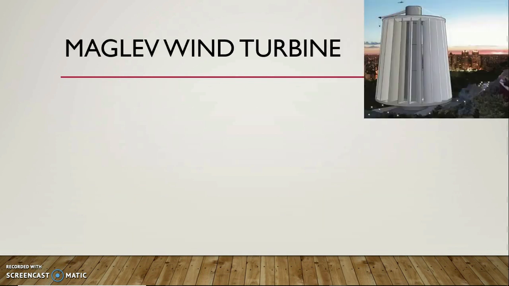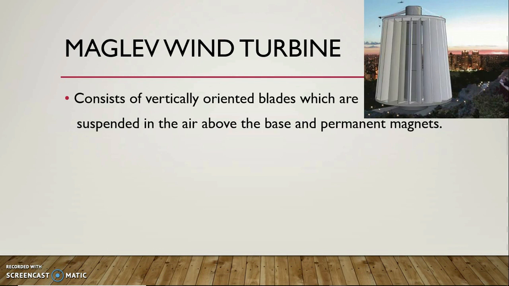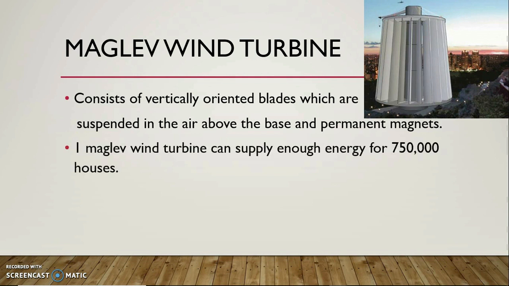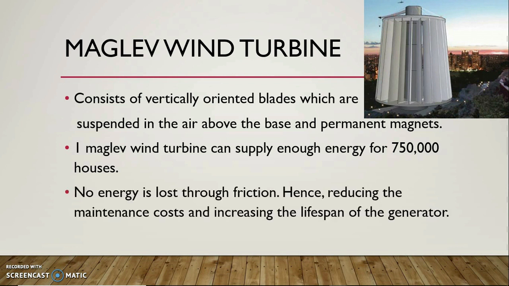Finally, we have the maglev wind turbine. It consists of vertically oriented blades which are suspended in the air above the base and permanent magnets. One maglev wind turbine can supply enough energy for 750,000 houses, while a field of 1,000 traditional wind turbines can power only up to 500,000 houses. Furthermore, no energy is lost through friction during the rotation of the blades. Hence, this allows the maintenance cost to be reduced and the lifespan of the generator to be increased.